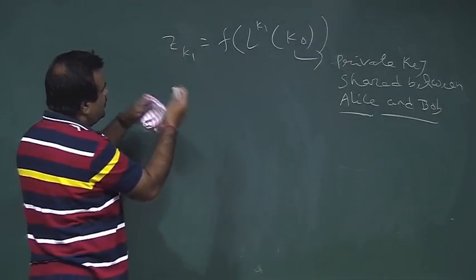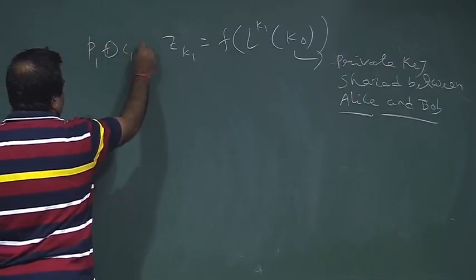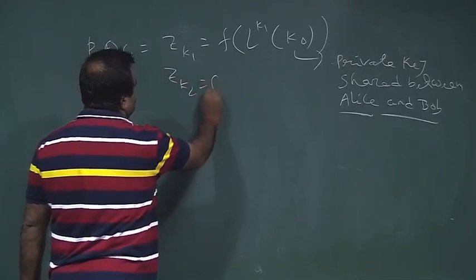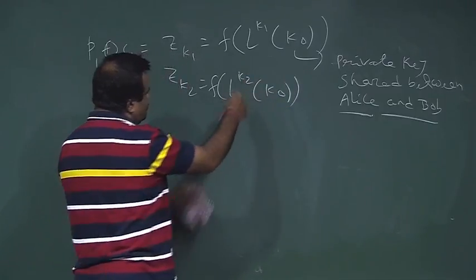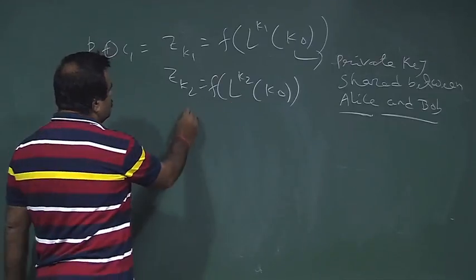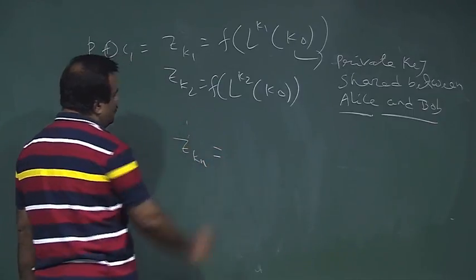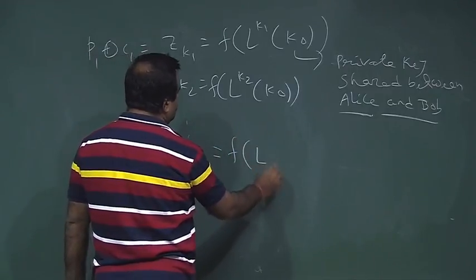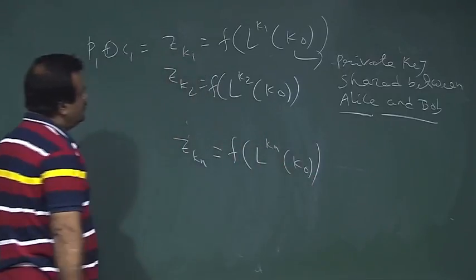Because this is coming from that, we know that P1 XOR C1 is basically Z1. Similarly we have X2, which is basically f of LK2. So these are all state update functions for an LFSR, but it could be a general stream cipher. This way we have n many key stream bits, and these are all functions in k0.